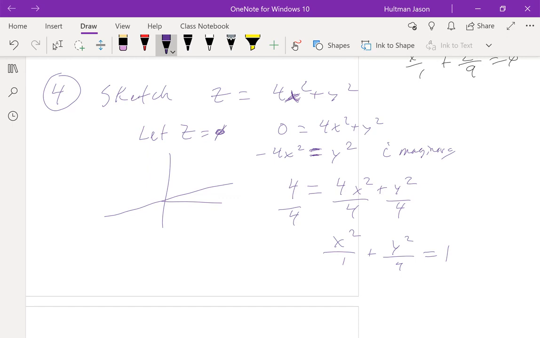Okay, well, where's z equal 4? 1, 2, 3, 4. This becomes an ellipse. It goes out in the x direction 1, and it goes out in the y direction 2. And so we just get our ellipse here. It looks like that.